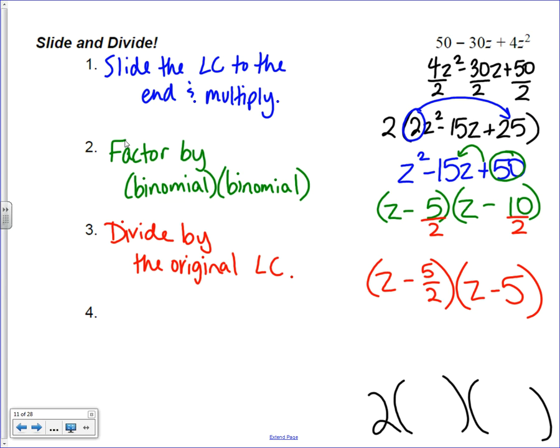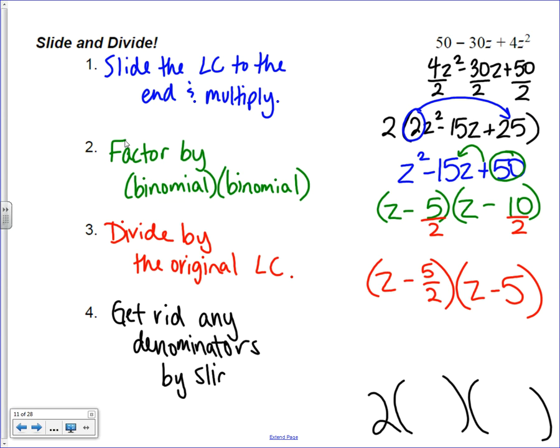Okay, now, the fourth and final step is to get rid of any denominators. What's a denominator again, guys? Okay, so that's the bottom. Get rid of any denominators by sliding to the front.